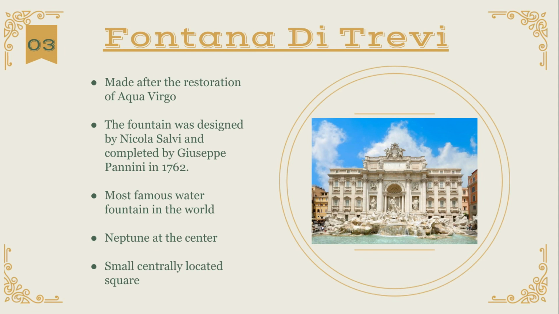The Trevi Fountain was created following the Aqua Virgo, which is one of the 11 Roman aqueducts that supplied the city of Rome its water. In 1453, the fountain was established to celebrate the restoration of the aqueduct Aqua Virgo. The fountain was designed by Nicola Salvi and completed by Giuseppe Panini in 1762. It was made out of travertine stone in the Baroque style.